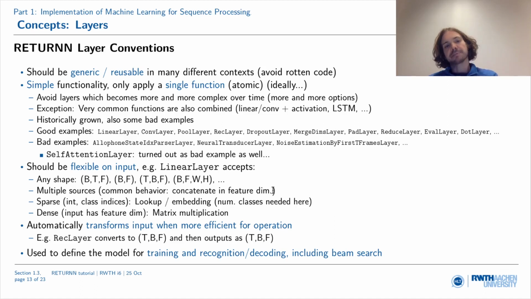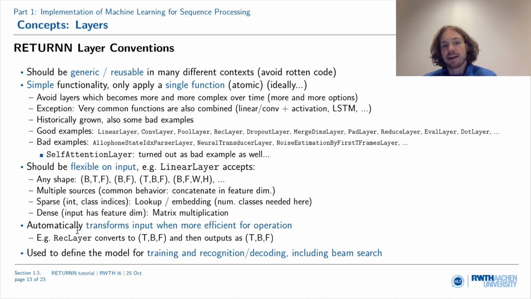A layer should be flexible on the input. For example, a linear layer supports any kind of shape. It could really be anything. It could be multiple sources and it would concatenate in a feature dimension. Could be sparse, meaning class indices. In that case, it would be a lookup or embedding. Here, important to note, the number of classes is needed here to define the dimension. And it gets it from data. Or when it's dense, then it's a matrix multiplication.